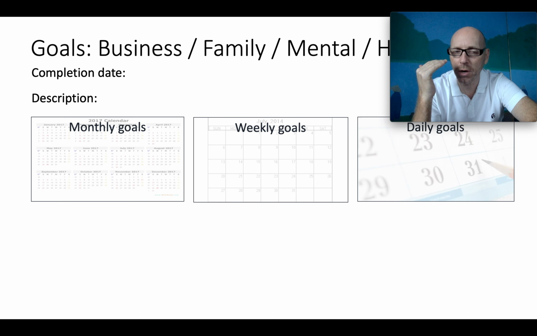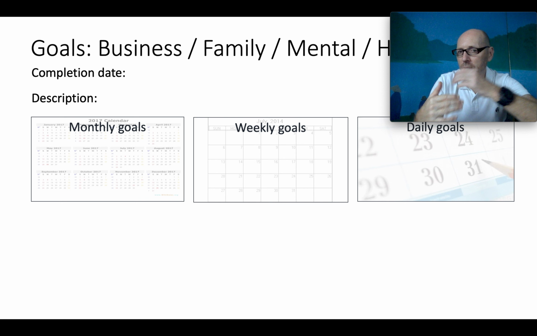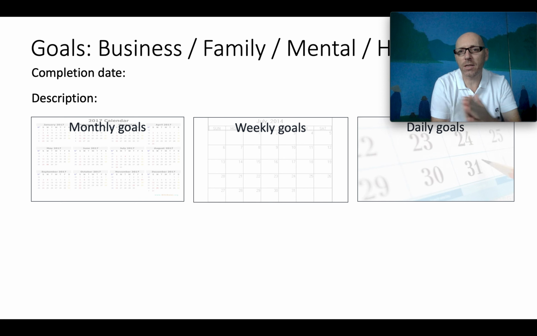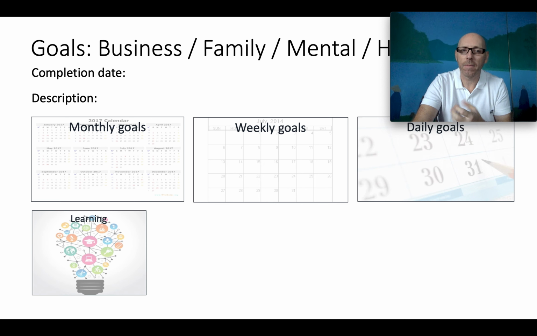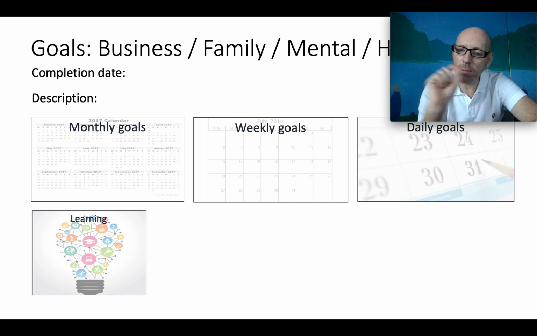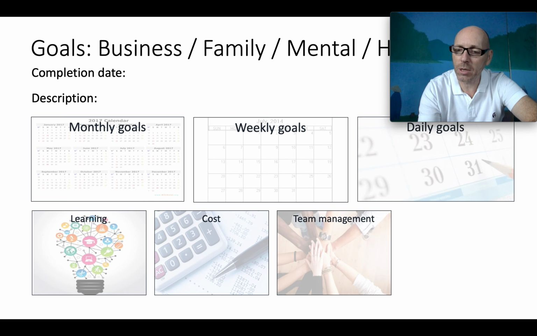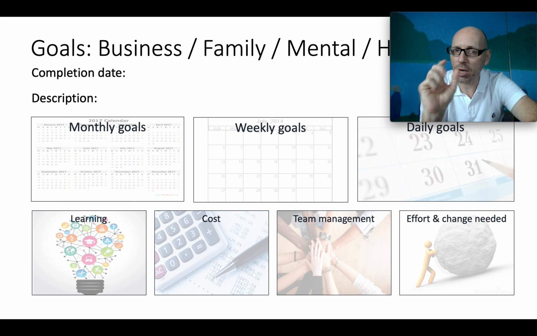I'm very short term, very focused on what are we doing now, because what we do today, what we do this week, and what we do this month will affect us over the long term. So if we get that right, everything else sort of takes shape. So number one, what do we need from a learning point of view? What do we need from a cost point of view? What do we need from a team management point of view? And what do we need from an effort change? So what do we have to change? How do we change it?